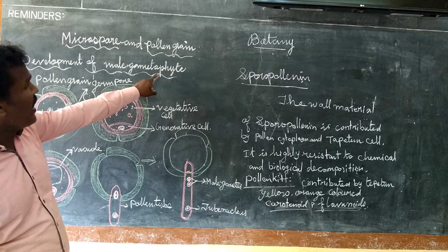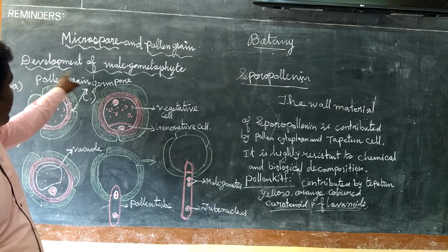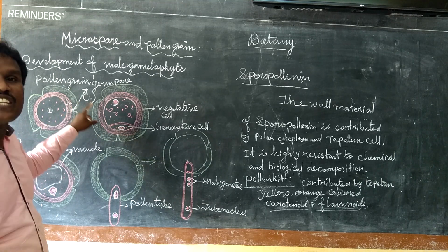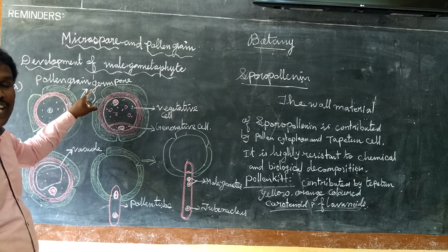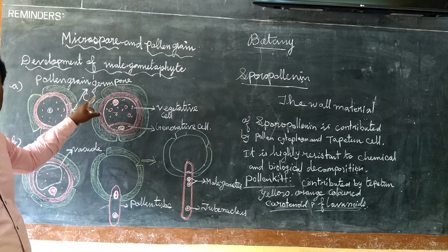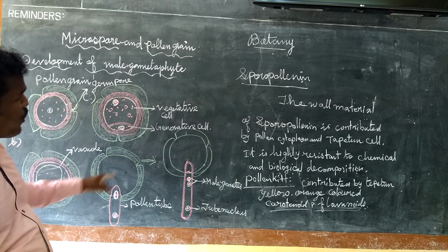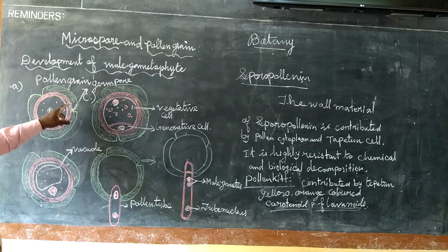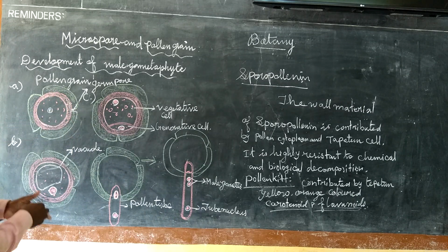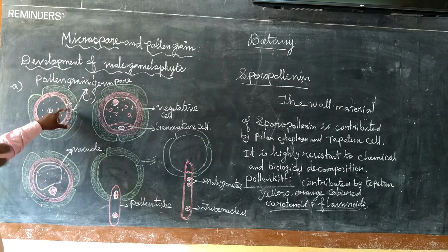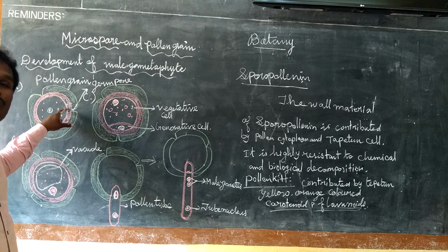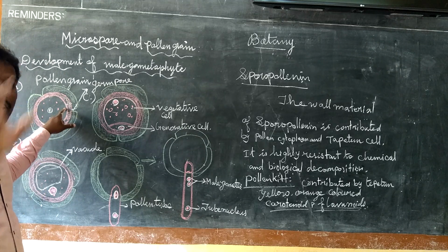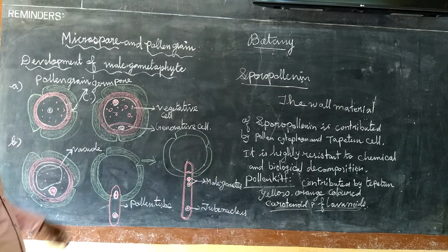So, development of the male gametophyte. Now coming to the development of the male gametophyte, the microspore is the first stage of the male gametophyte. It is haploid in nature. It is obtained from the microspore mother cell. So through the microspore mother cell we get pollen grains, which develop and mature within the microsporangium.